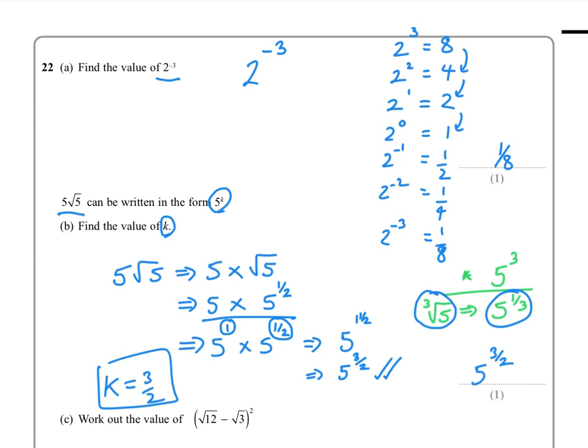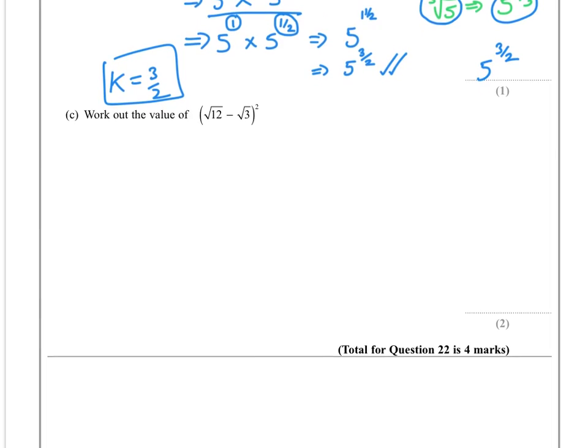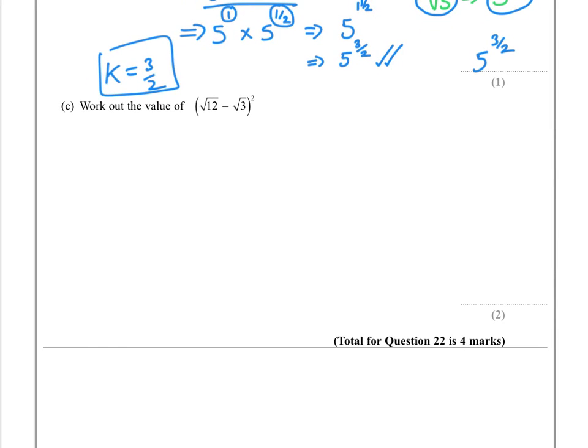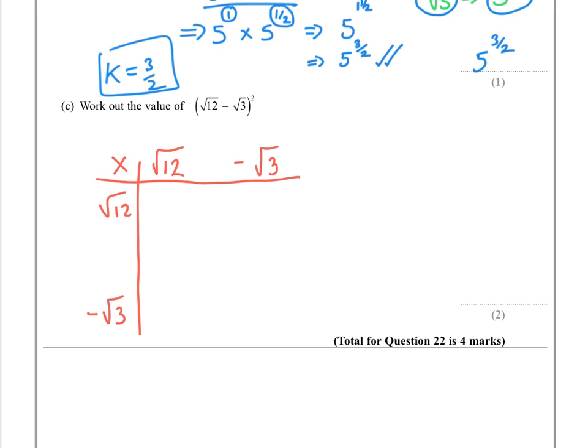Now, we've now got to work out the value of something in a bracket all squared. So my favourite way of explaining this to people is to do it in a grid. In this case, you've got root 12 times root 12 is just 12. You've got negative root 3 multiplied by negative root 3. That's just going to be 3. So we've definitely got 15.